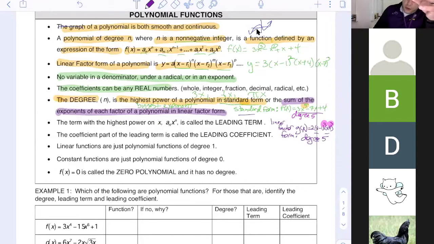If it's in standard form, you look for the biggest exponent. If it's in linear factored form, you have to add the exponents of the linear factors, right? So that's something new, you've got to study, you've got to prepare for it. The term with the highest power on x, so a_n x to the n, is called the leading term. And the idea behind it is it's not always going to be in front, because I know the word leading you typically think of as in front. You've got to look for the biggest exponent.